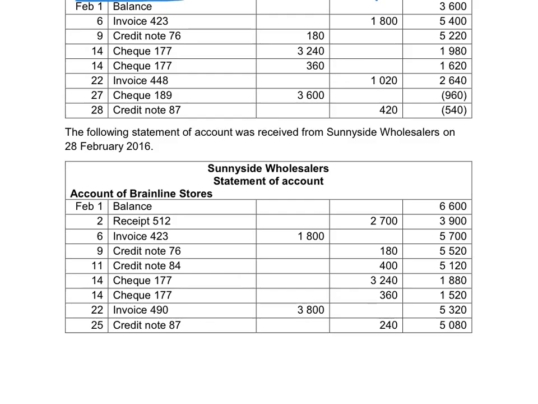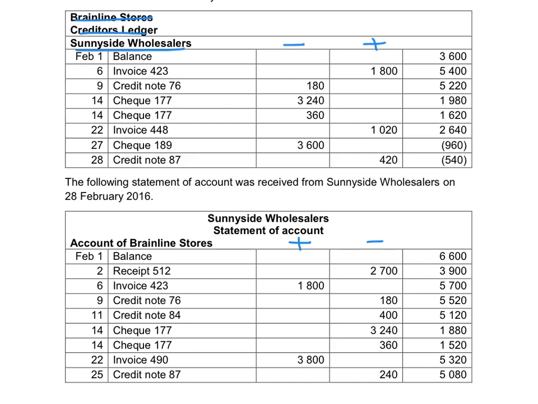The following statement of account was received from Sunnyside Wholesalers, so they've got an account for us. In their books, we are a debtor because they sold to us, so they will record sales on the debit side and increase our account on the debit side. They will record payments and returns on the credit side and decrease our account on the credit side. We have to compare these two accounts with each other now to see where the differences are.